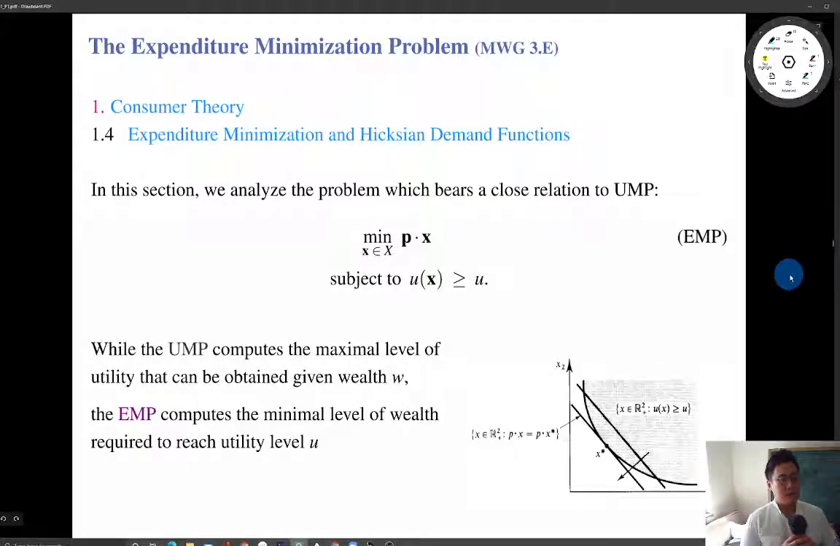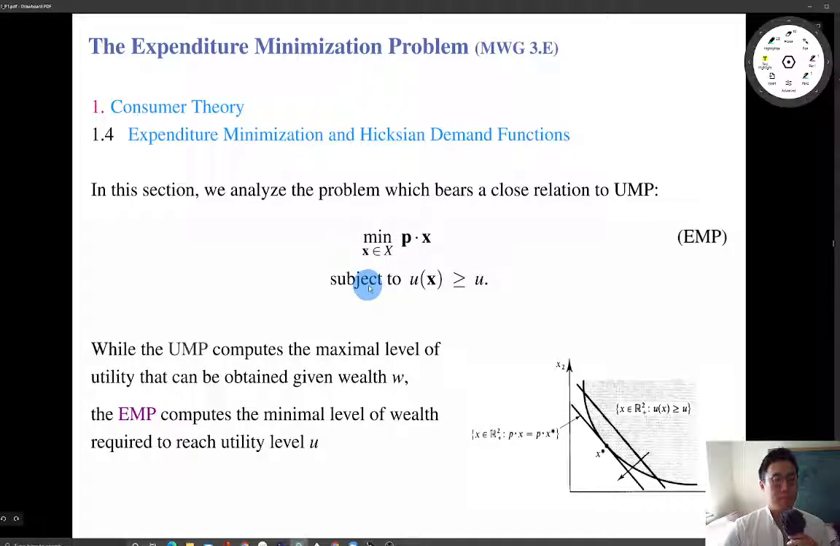All right, in this second video, I'd like to illustrate the expenditure minimization problem. The expenditure minimization problem provides us a different angle from which we can analyze the consumer's behavior. So the statement of the problem is right here. The consumer chooses one bundle X, which must be feasible. Now the objective function is different. P dot X stands for the expenditure necessary for choosing bundle X given price vector P.